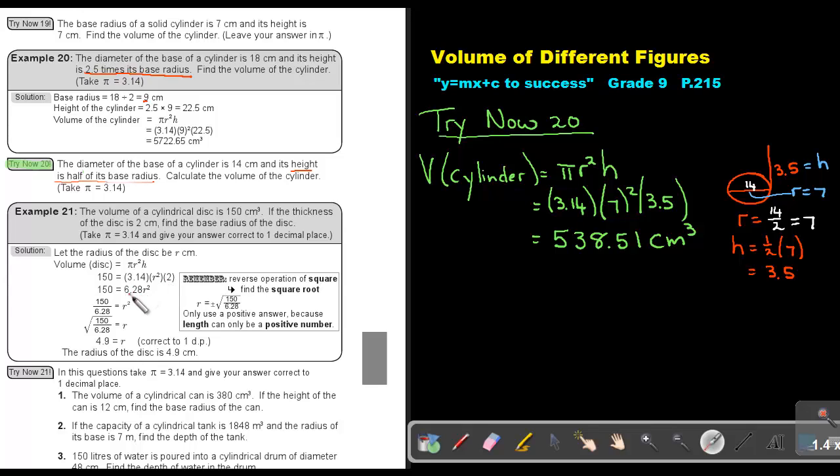Now if I want to get r squared alone, I divide by 6.28 on both sides. And now remember, the reverse operation of square will be to find the square root. It's actually plus minus, but only use the positive answer because length can only be a positive number. And that's why this is my answer. So the radius of the disc is 4.9 centimeters.